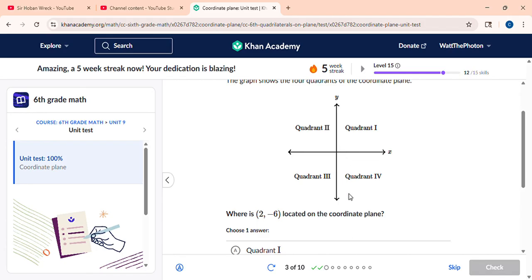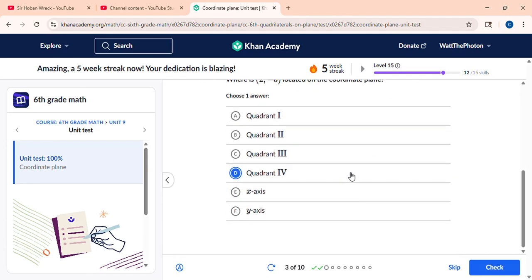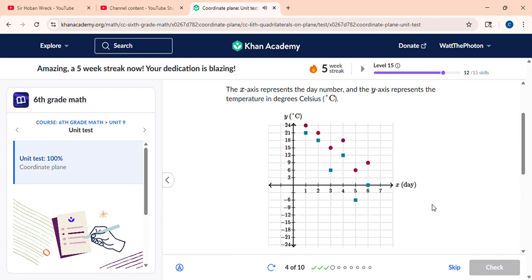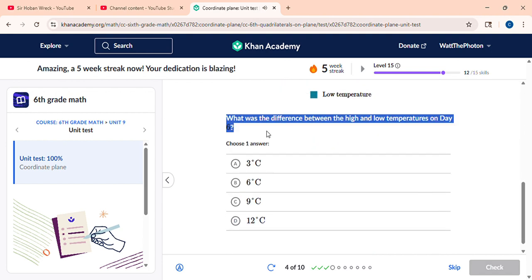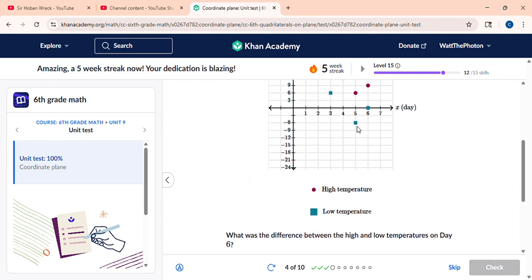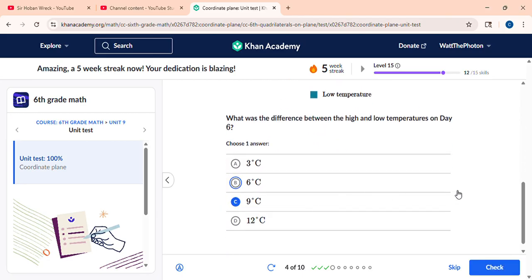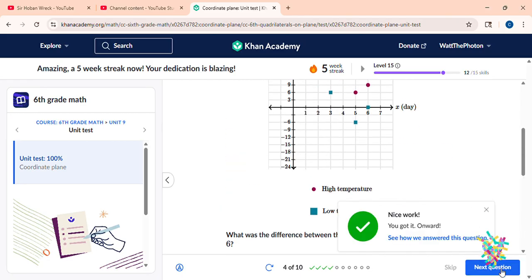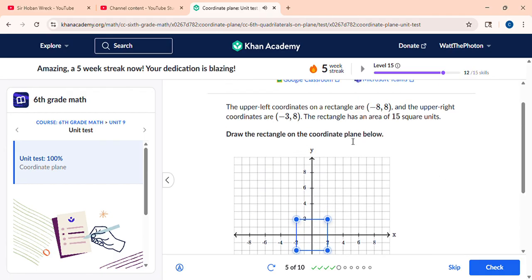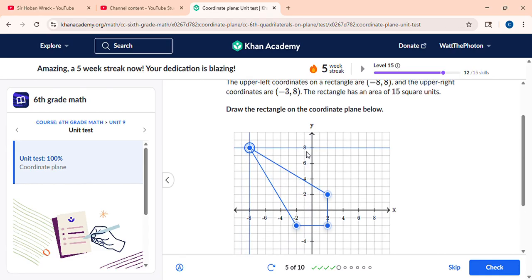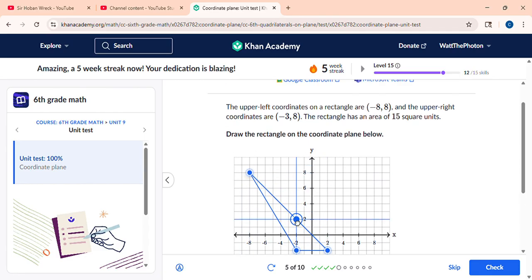Two, negative 6. 4. What's the difference between high and low on day 6? 9. Negative 8. 8. Negative 3.